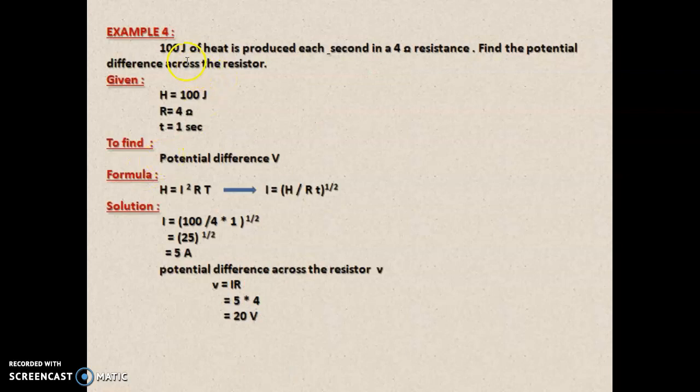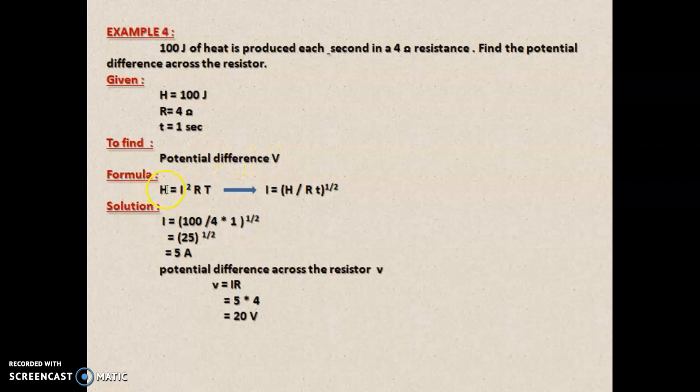Example 4. 100 joules of heat is produced each second in a 4 ohm resistance. Find the potential difference across the resistor. So what is given? Heat is given, that is 100 joules. Resistance is given, 4 ohms. Time is given, that is 1 second. To find the potential difference V.